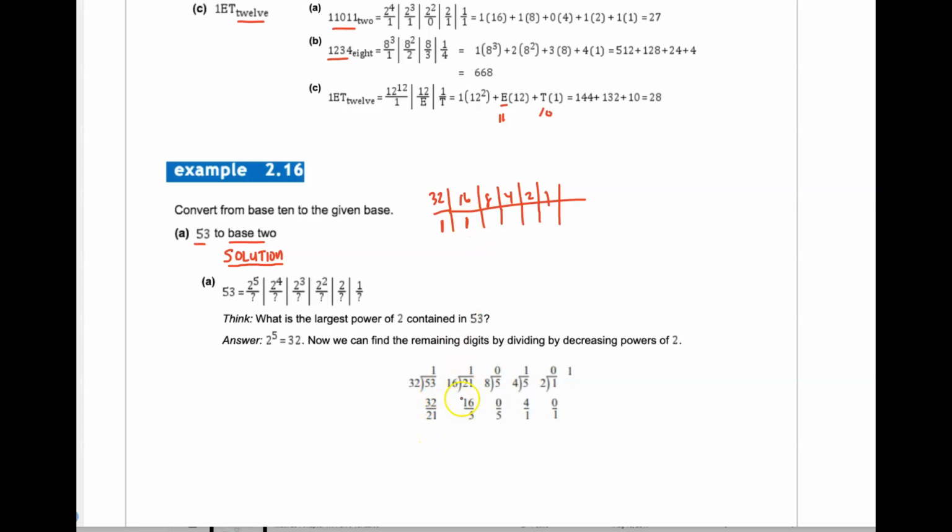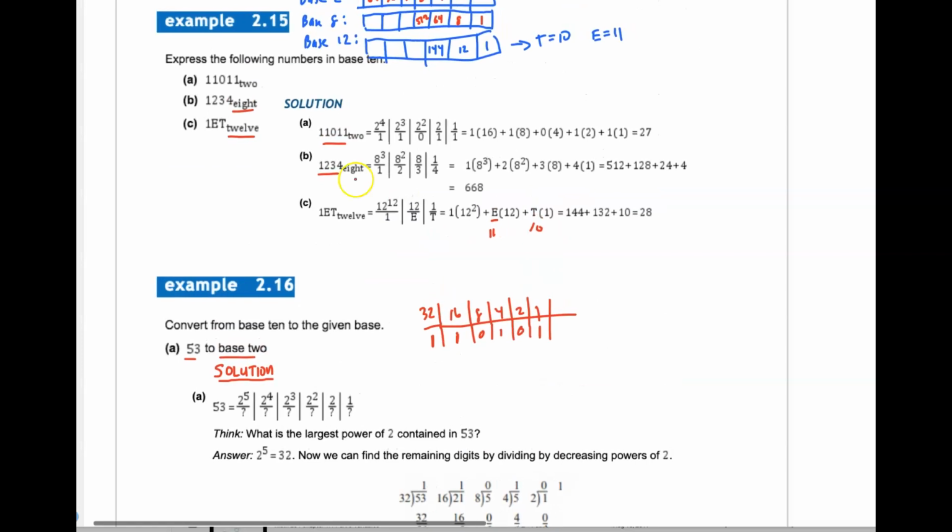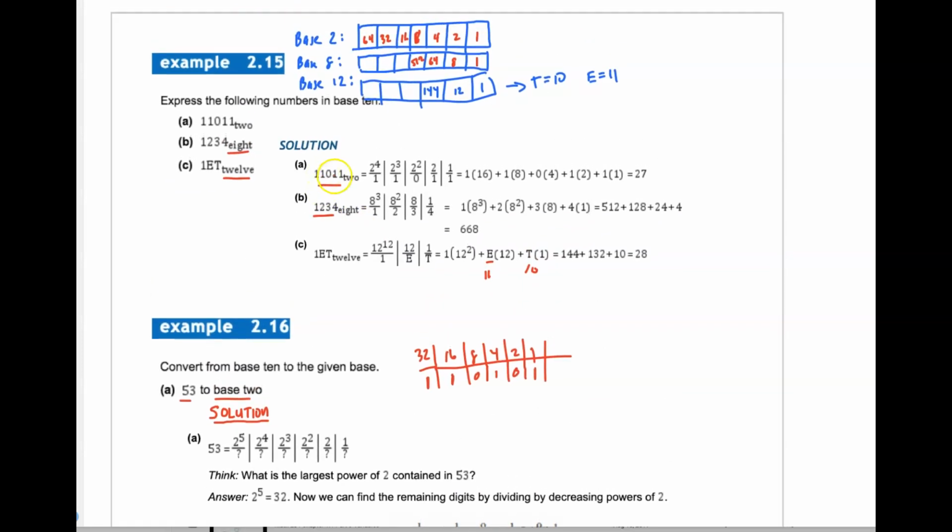Then you say, how many 16s go into 21? 1 does. What's left over? 5. How many 8s go into 5? 0. How many 4s go into 5? 1. What's left over? 1. How many 2s go into 1? 0. And then how many 1s go into 1? 1. And so you can see that answer there. So that's looking at other bases other than base 10 and base 5.